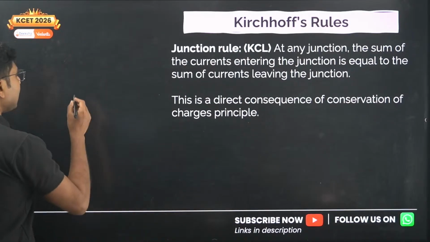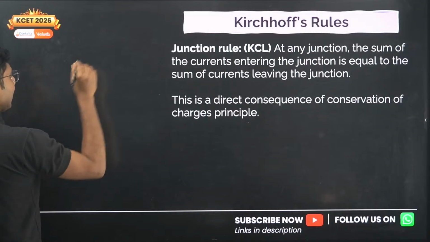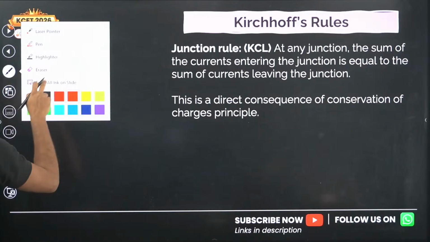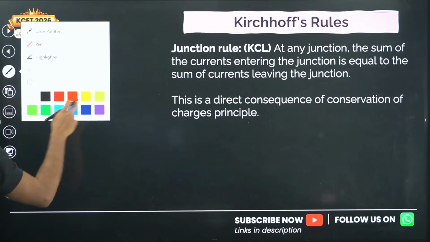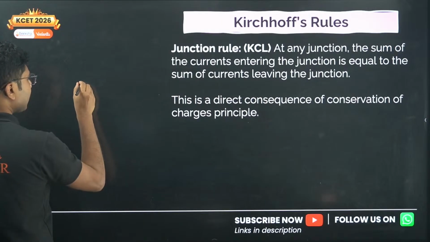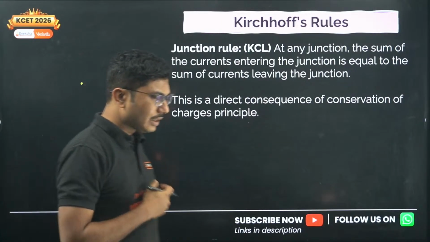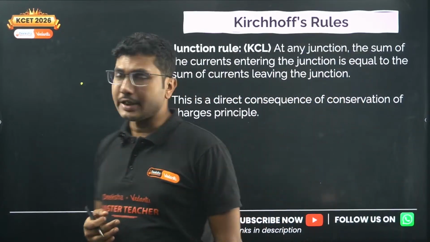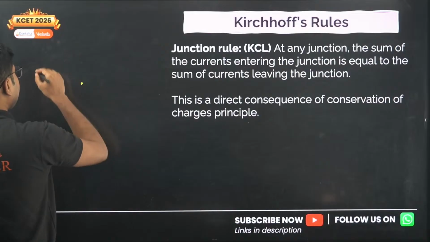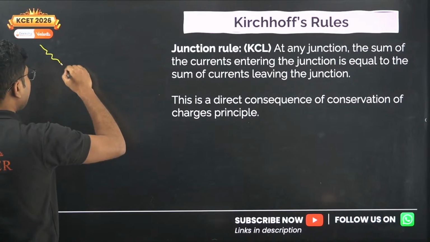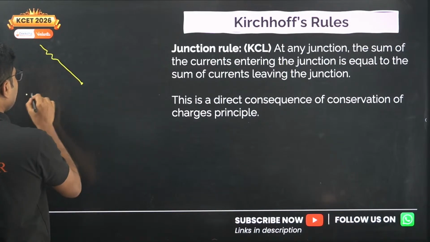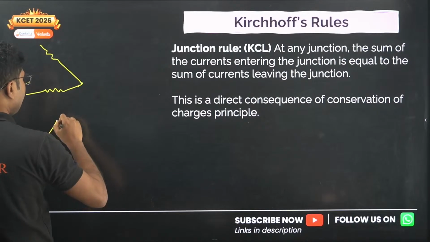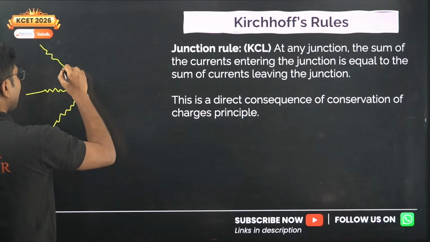Let me explain in a bit. Suppose we have a complicated circuit and you are looking at a junction. A junction is sometimes also called a node. Junction means where multiple currents meet at a point. Okay, this is called a junction. So here suppose an incoming current is coming from this side, meeting over here. Another incoming current is coming from there, meeting over here. Another current is coming from this side, and they are all meeting over here.